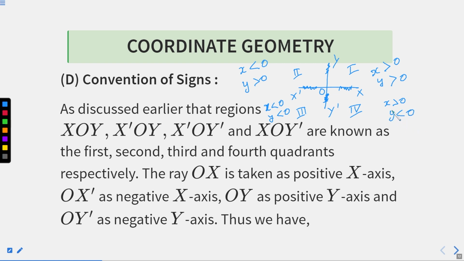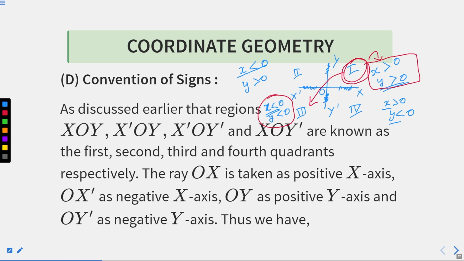So recall, the first quadrant has x and y both positive, the second quadrant has only x negative and y positive. In the third quadrant, x and y both are negative, and in the fourth quadrant, x is positive and y is negative. Clear? You can use a trick to remember easily: in the first quadrant both are positive, and the opposite of it is the third, where both are negative. Clear?